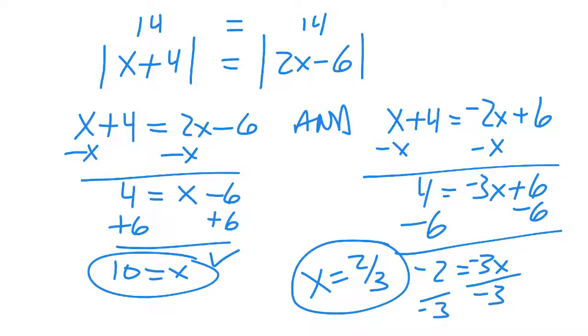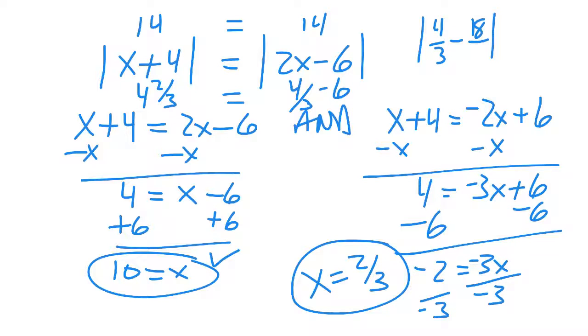If we put 2/3, we would have 4 and 2/3 on this side. And over here, we would have 4/3 minus 6, which would be negative, let's see, 4 thirds minus 6. 6 as thirds would be 18 thirds. 4 thirds minus 18 thirds would be negative 14 thirds, which would be 4 and 2 thirds. So the absolute value of negative 14 thirds would be 4 and 2 thirds. So they are equal at 4 and 2 thirds. Therefore, that checks out as well.